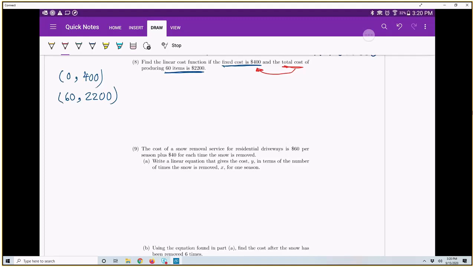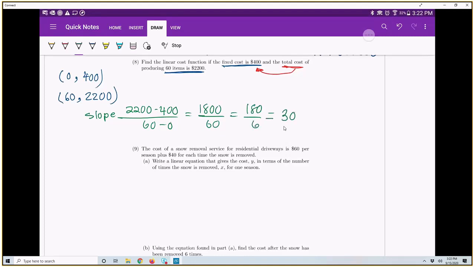And we want to find a linear cost function, so we know what to do. Let's find the slope. So the slope is going to be (2,200 minus 400) over (60 minus 0). That's 1,800 over 60, which is 180 over 6. So that's 30. So the slope is going to be 30. And then we can find the point slope equation by using either of the 2 points. I would prefer to use the point with the 0 in it to simplify my work.